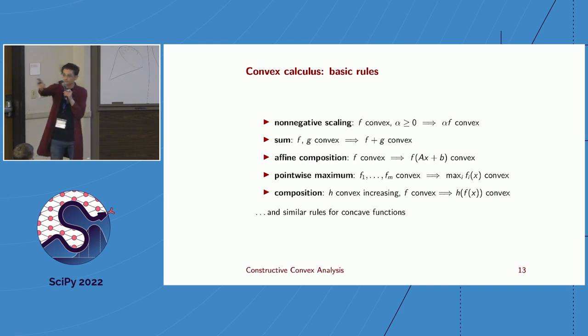So, if, yes? Is what you showed us the universe of functions? No, there are many. CVXPY probably has, like, 30, 40, sort of? Yeah.